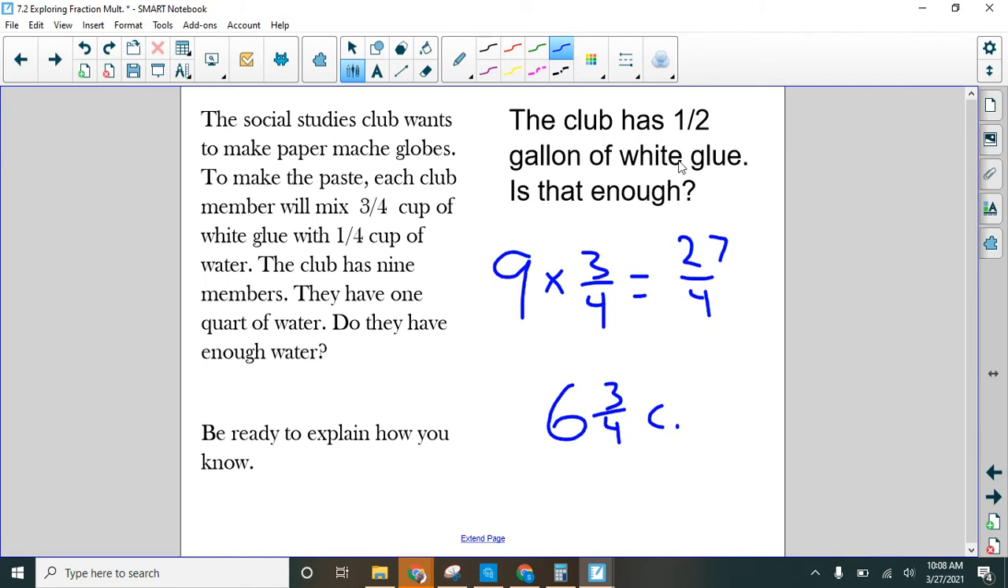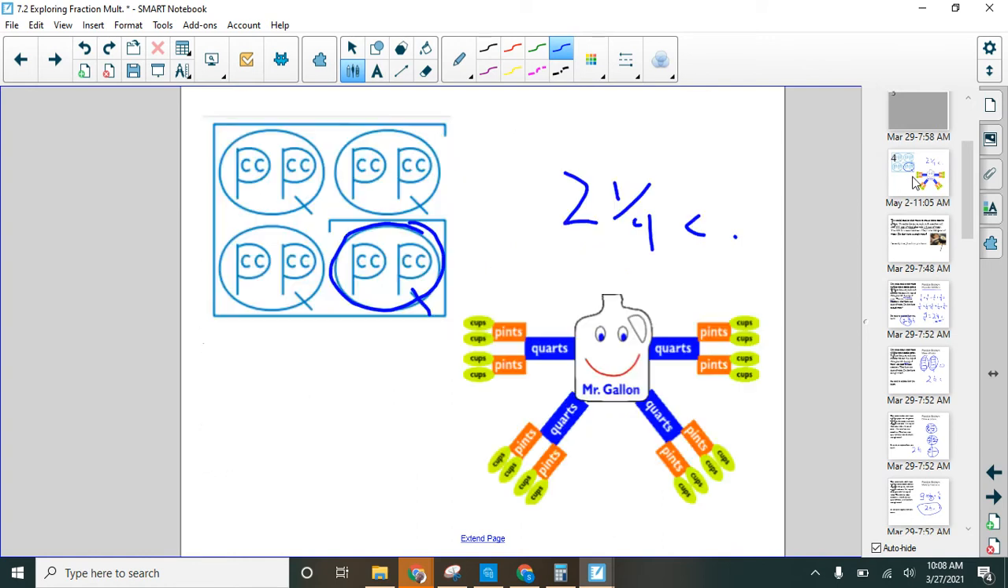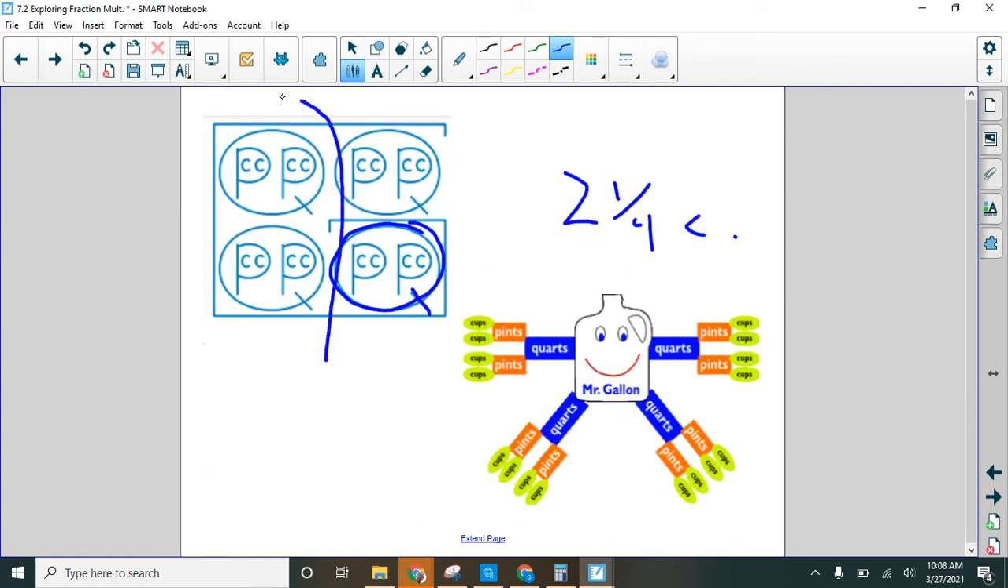So let's see. If they have a half gallon of white glue, we're going to need to look at that. Do I have that on the next slide? Nope. I have this objective. 6 3/4. Is that in a half gallon? So they have half of a gallon. 1, 2, 3, 4, 5, 6, 7, 8. Yep, they have enough glue there too.